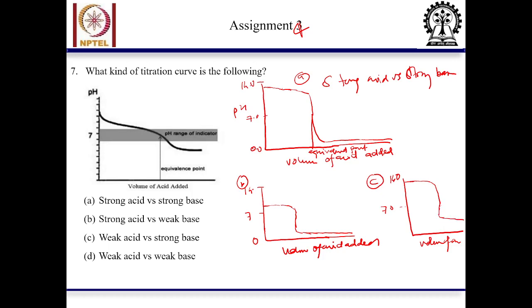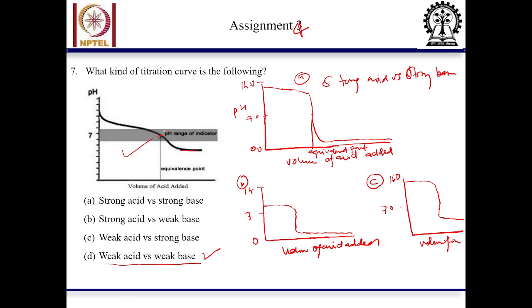And option D is here because it is starting close to 8, right? And it will immediately, this is the pH, where is the equivalence point, close to 7, and then again it is not going to 1 or 2, it is going more or less to 4 or 5 or 6, right? So this is the pH for the weak acid. So that is option C, this is the correct one.